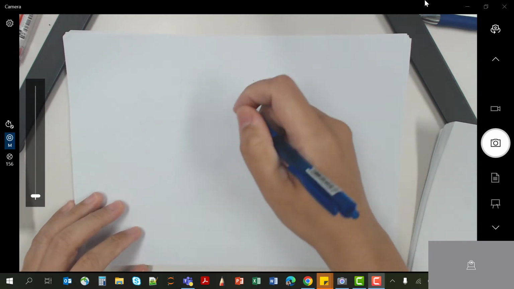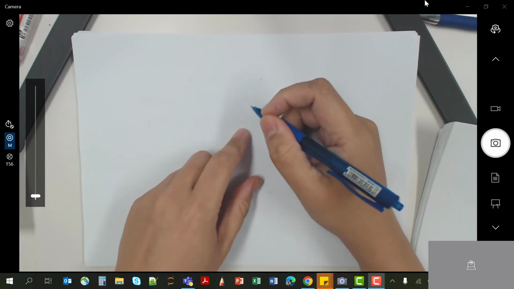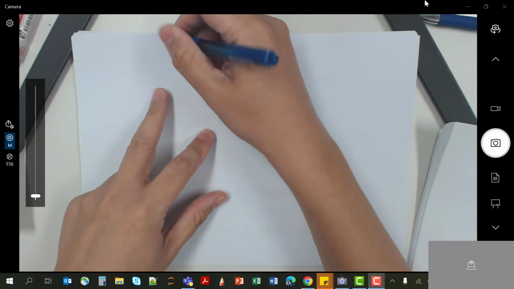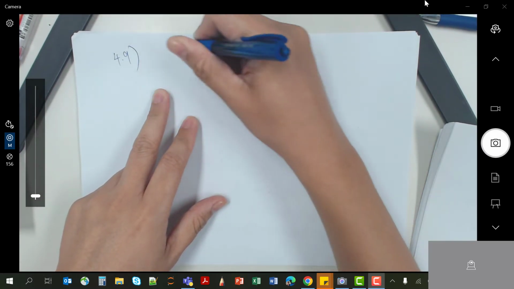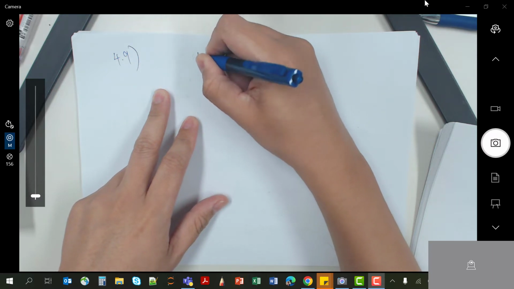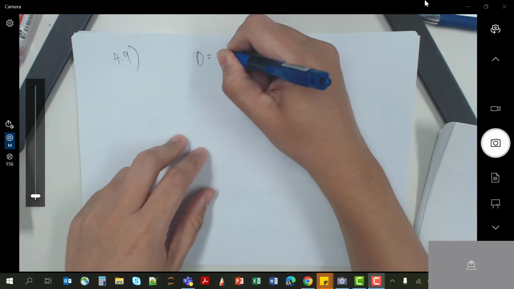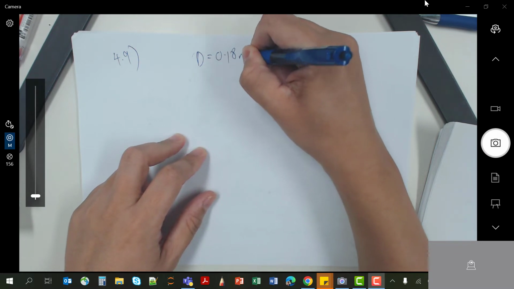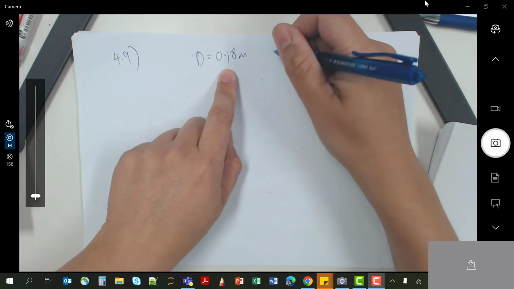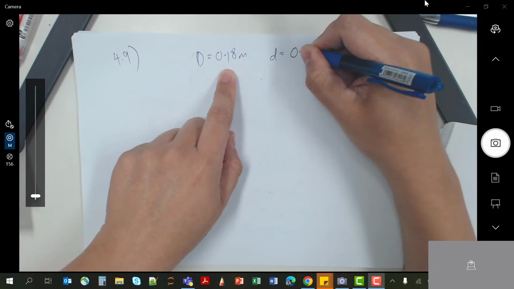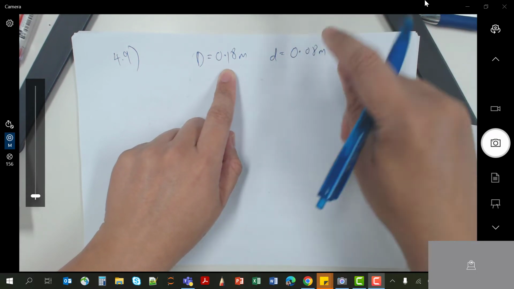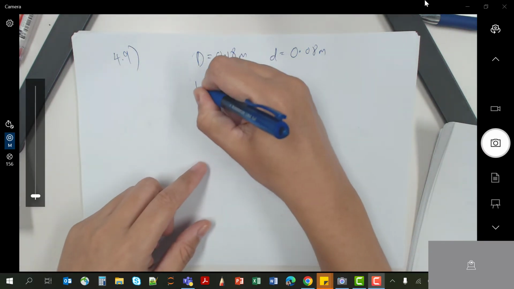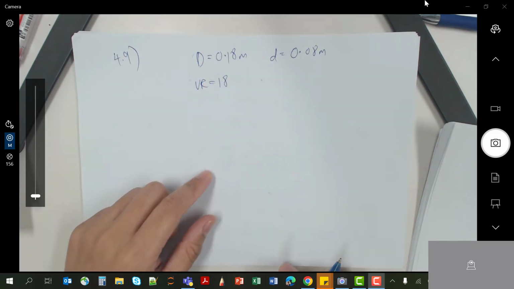Okay, so it is a crab winch, very straightforward. It's a crab winch, and then diameter at the effort and the load side. Okay, which means this is question 4.9. Diameter at the load side, effort side is 0.18 meters, which is 180 mm. Okay, and the small d would be 0.08 meters, because it is 80 mm. Velocity ratio is given 18.